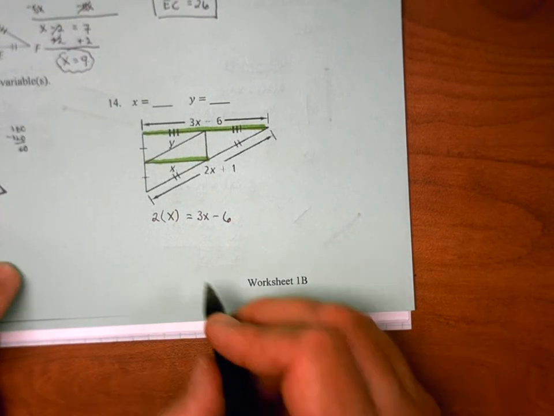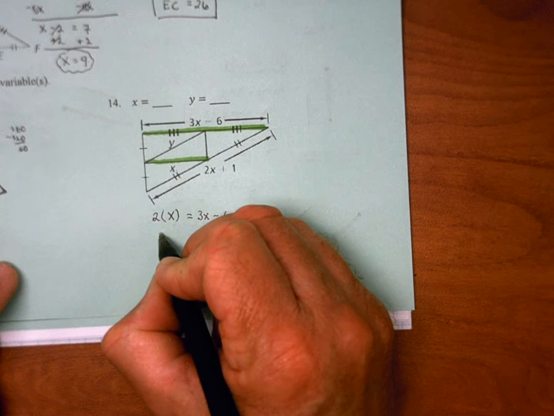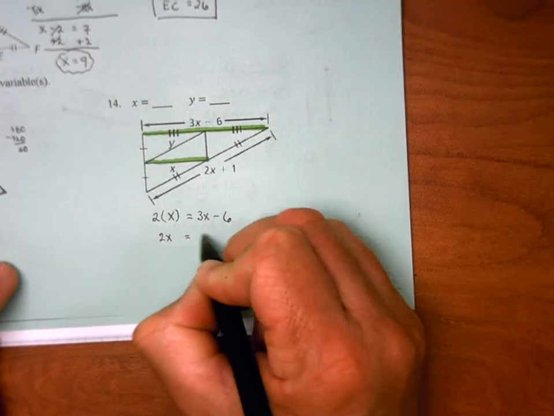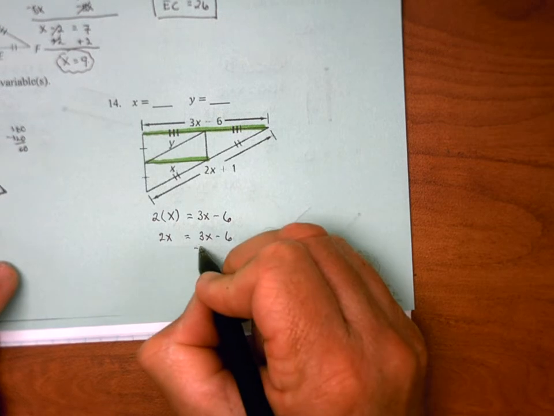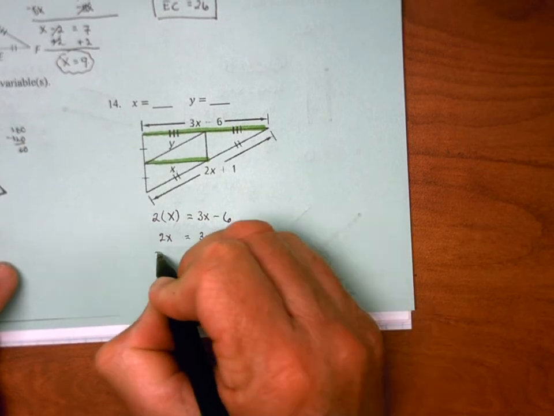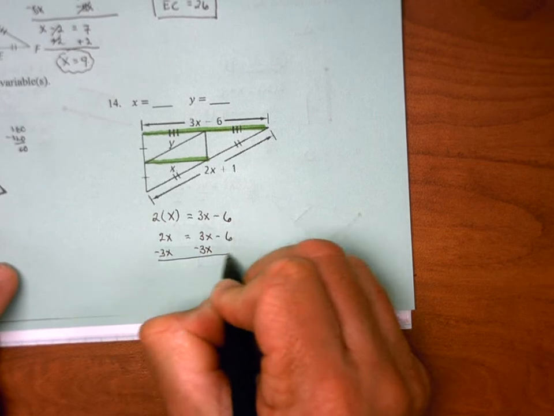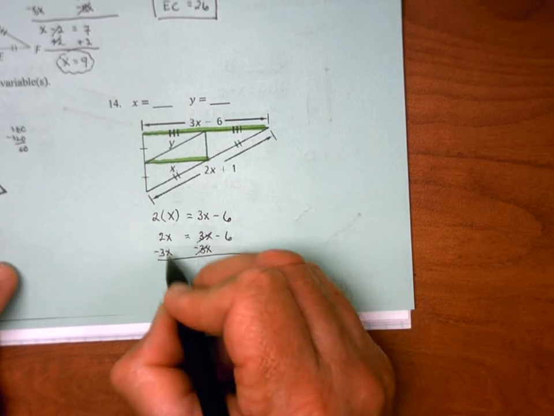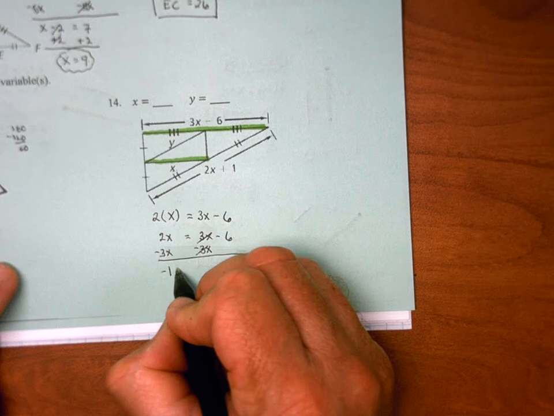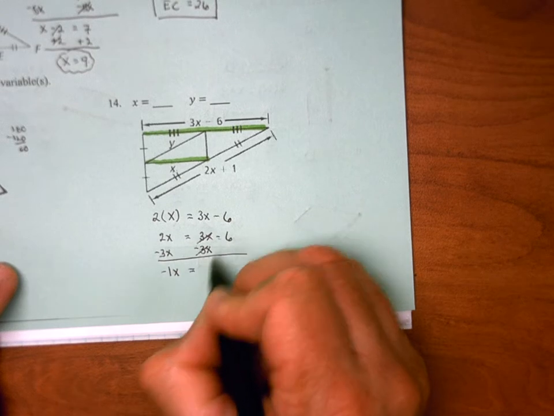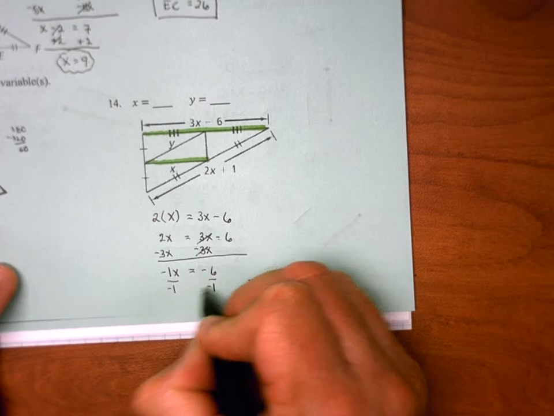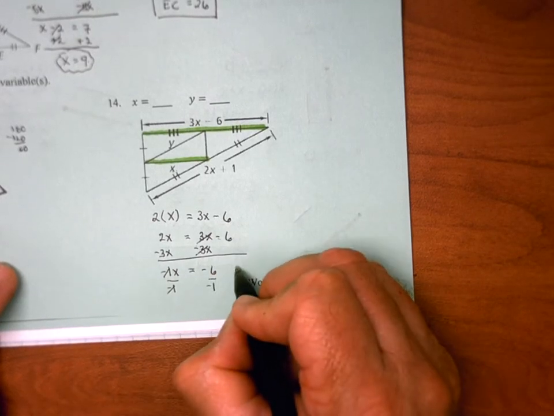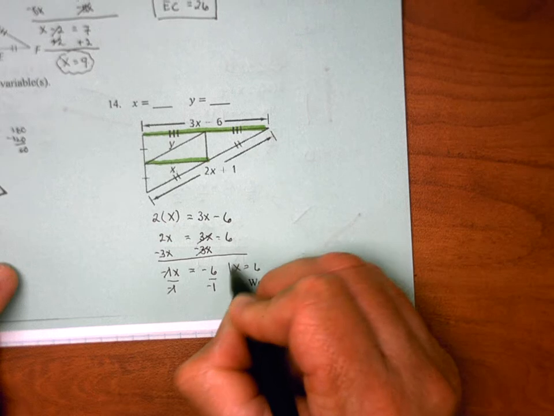Okay? All right, solving this. I get 2 times x is 2x. That's equal to 3x minus 6. I'm going to subtract 3x's from both sides of the equation. That means those 3x's would cancel. 2x minus 3x is negative 1x. That's equal to negative 6. Divide both sides by negative 1. x is equal to positive 6. Okay, so there's my answer for x, positive 6.